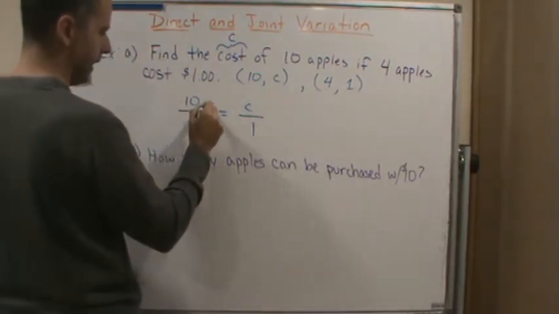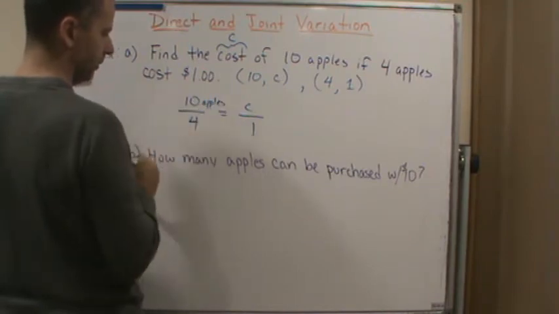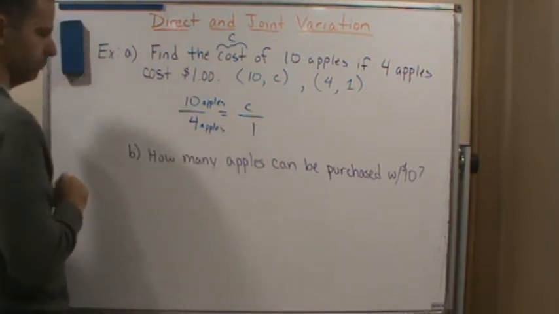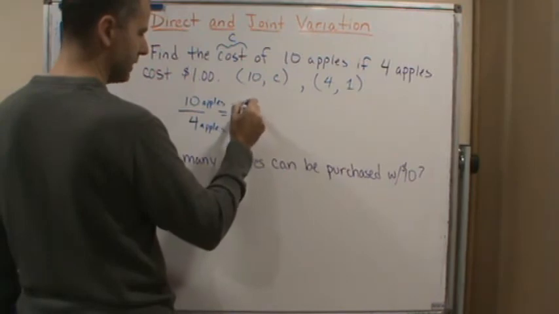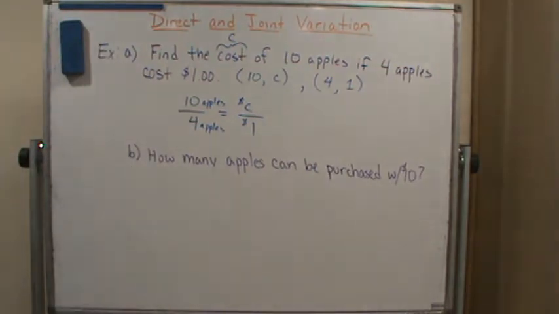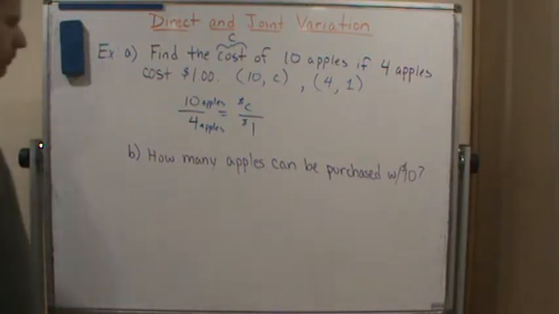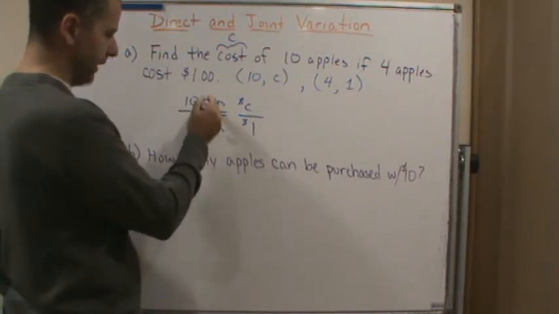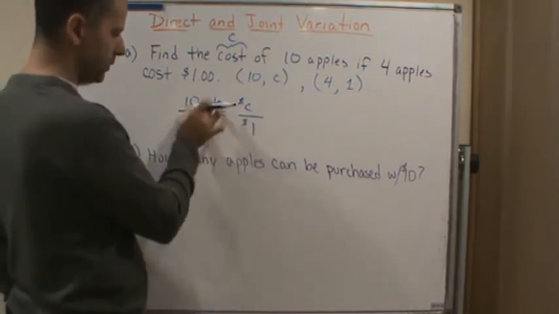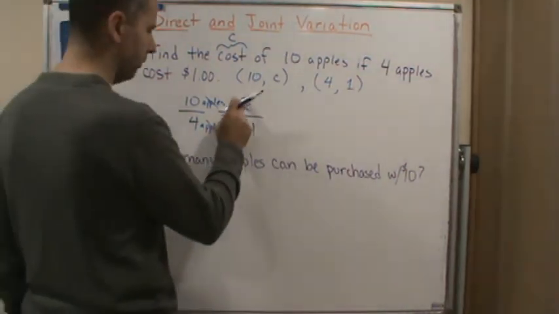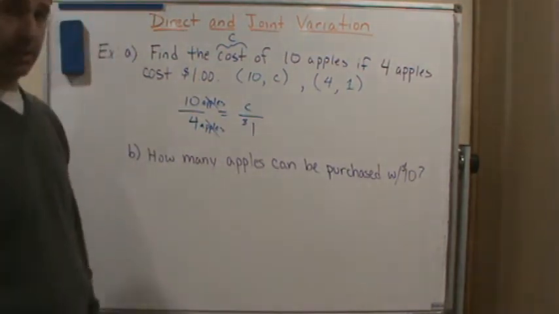So what do I have? I have 10 apples over 4 apples, and I have cost as C dollars over $1. Notice that apples divided by apples is going to cancel each other out, and if I cross multiply, I'm going to end up with dollars, because I'm solving for C, and I want the units of C to be dollars.